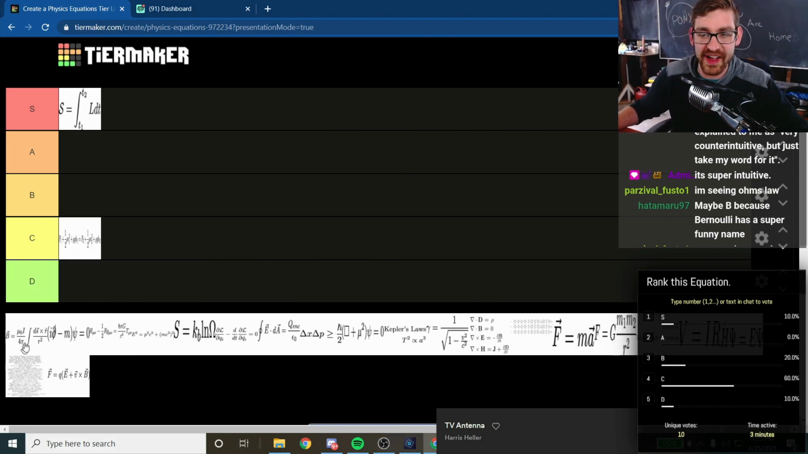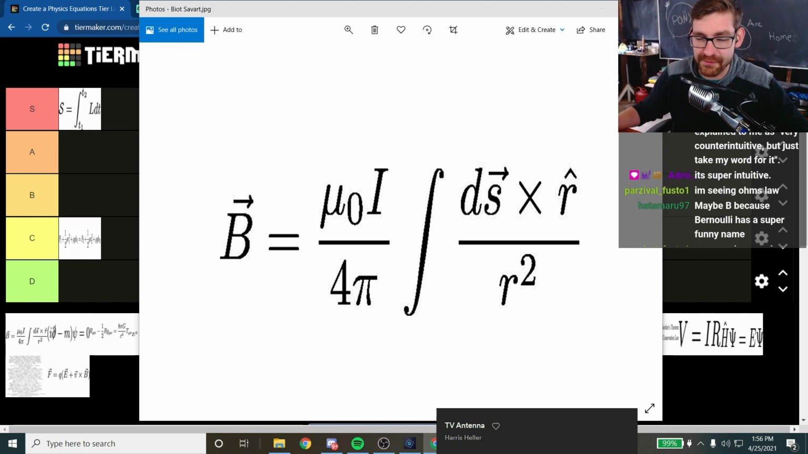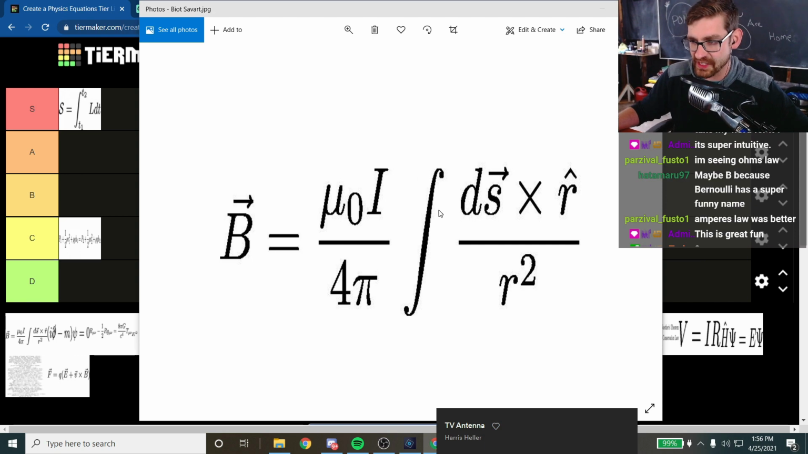Next up is Biot-Savart. Of course, Biot-Savart is the way that you usually find a magnetic field. The things in this are the vacuum permeability for a magnetic field, I for the current, ds for a segment of length of wire, and r, a distance away from that wire. But moreover, it's not just a distance, it's a direction. Notice how it's a unit vector. And then over r squared, which is an inverse square law.